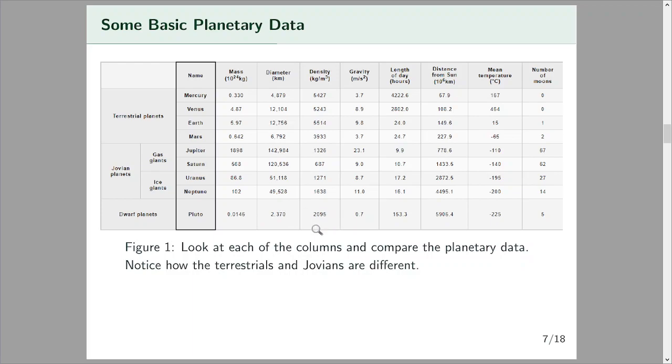It's got a density that's not consistent with any of the other planets, really. It's somewhere between the terrestrials and the Jovians. It's got a crazy small gravity. It's got sort of a somewhere in the middle day. Its distance from the sun is extremely high, and it's obviously extremely cold because it's so far away. And even though it's super tiny, it's got 5 moons.